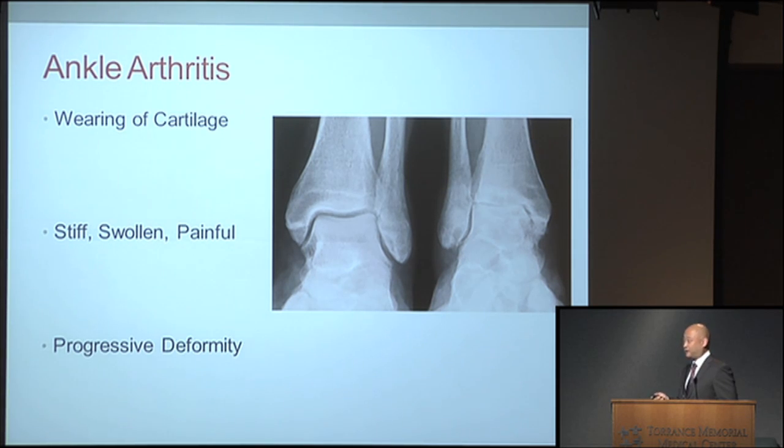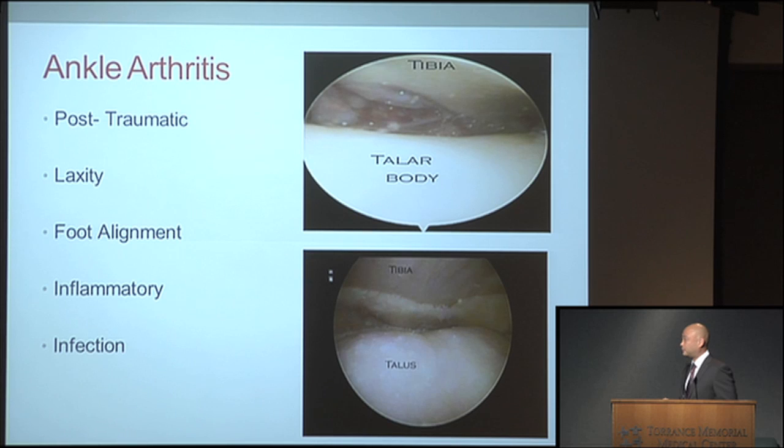So basically, ankle arthritis means wearing of the cartilage. It can cause a stiff, swollen, and painful joint, and it can lead in the ankle to progressive deformity. And what's different between the ankle and the hip and the knee is that the main cause of it is not usually just wear and tear degenerative. It usually happens because of some sort of trauma. So if you've had an ankle fracture in the past, or if you had a bad ankle sprain that never healed or was treated, that's what leads to arthritis in the ankle.